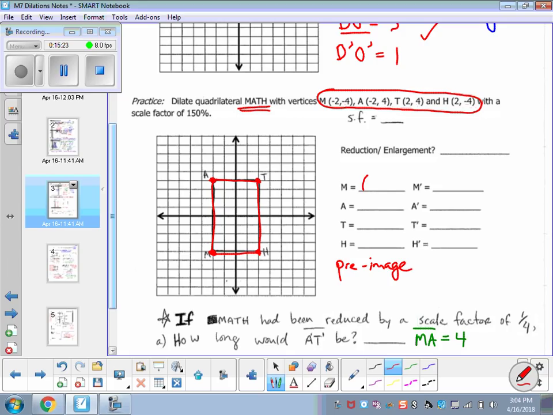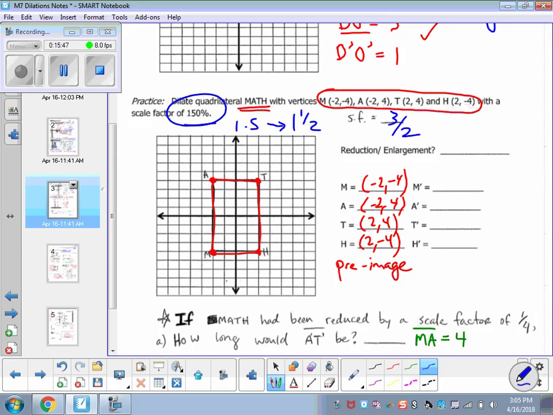So again, those points, if you guys want to jot these down, we've got 2, 4, and 2, negative 4 for H. We now have a scale factor of 150%. Now 150% is 1.5, and 1 1/2 as a scale factor, you might see 3/2 as the fraction. Okay. Now in general, that value is bigger than 1, so we are expecting an enlargement.